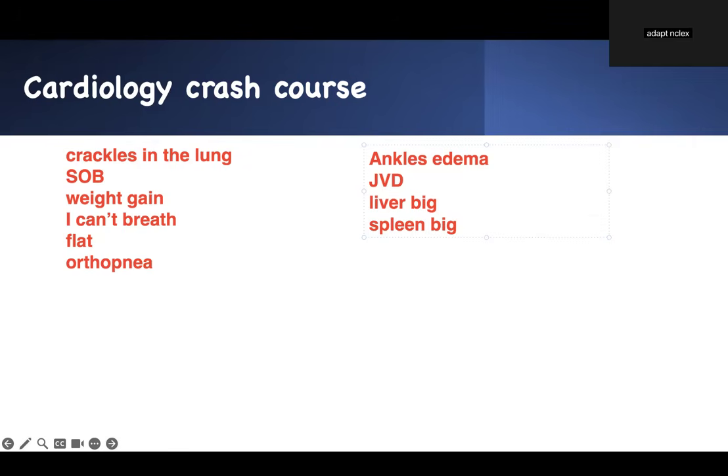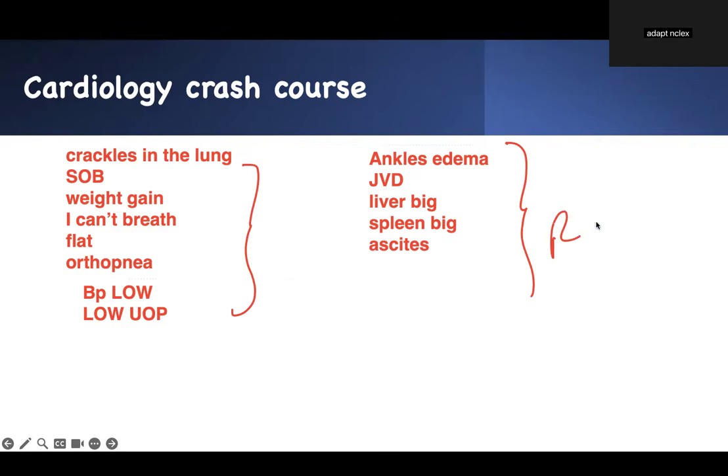You look at his abdomen, it is distended. He has what? Ascites. And when you come back to the other guy, his blood pressure is low. And the last thing, his urine output is very low. What do you think is going on with them? This guy has left-sided heart failure, and this guy has right-sided heart failure.